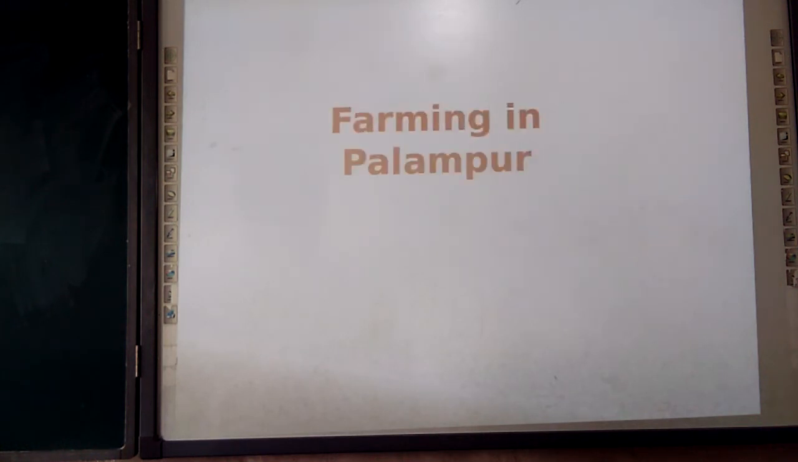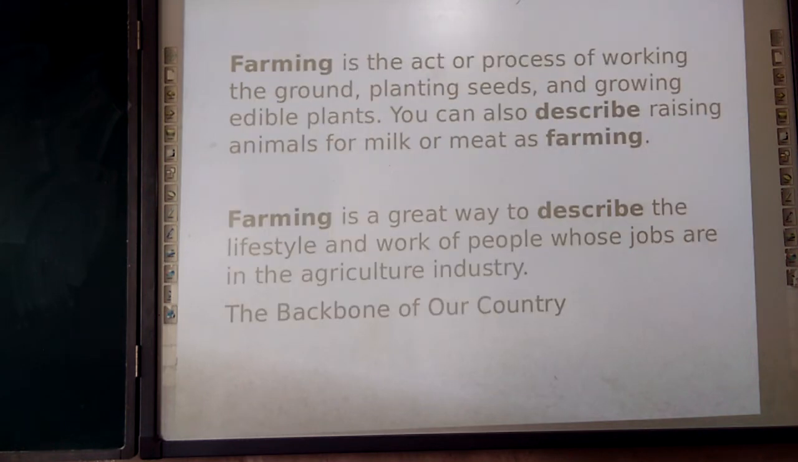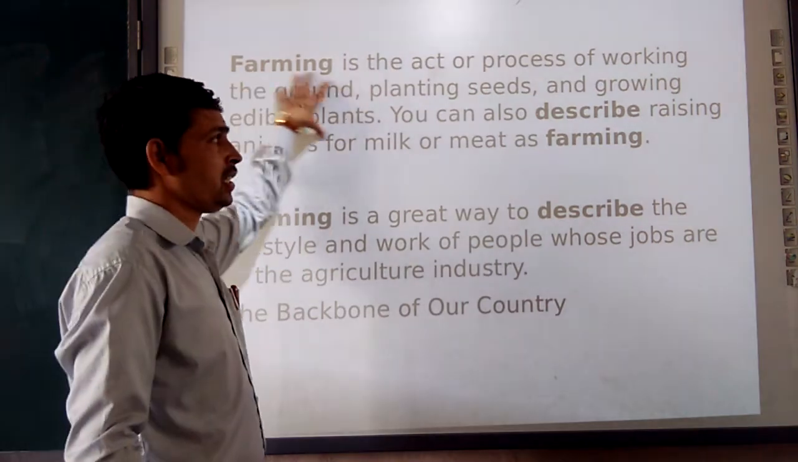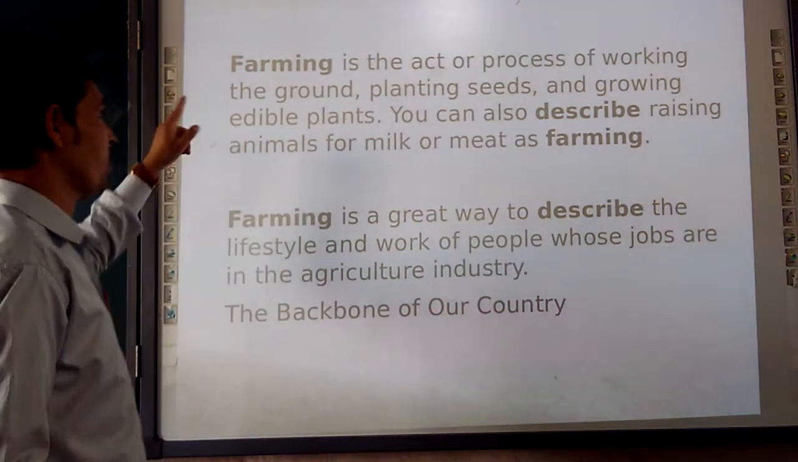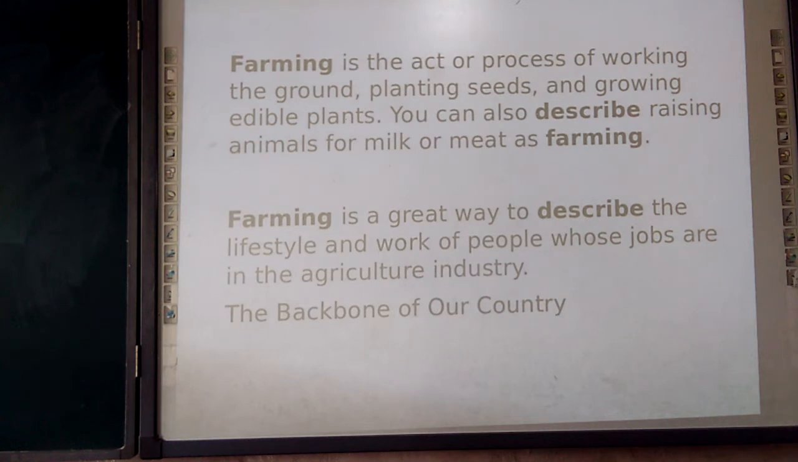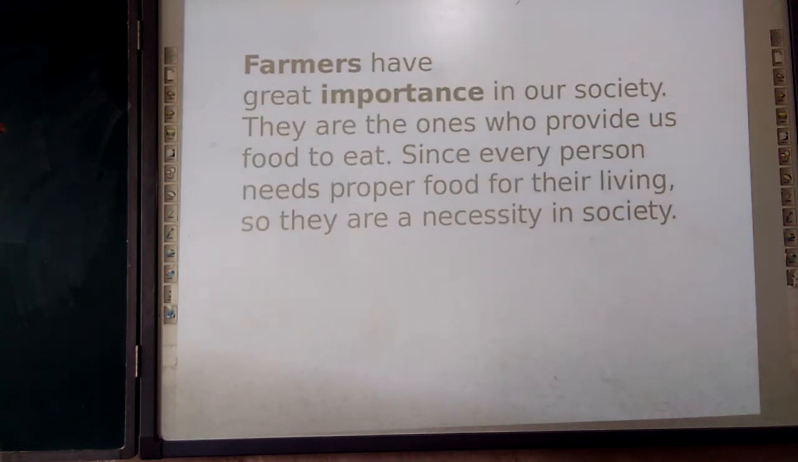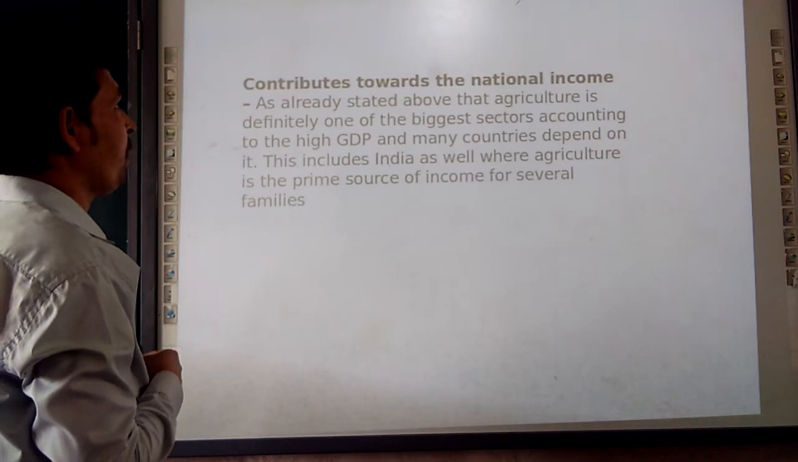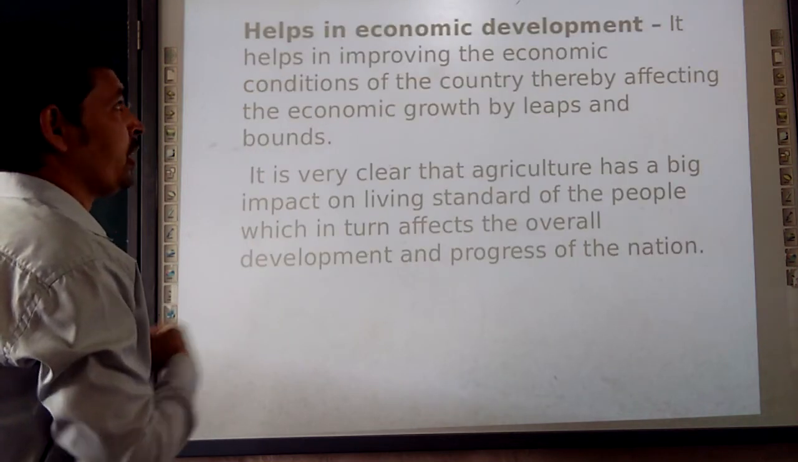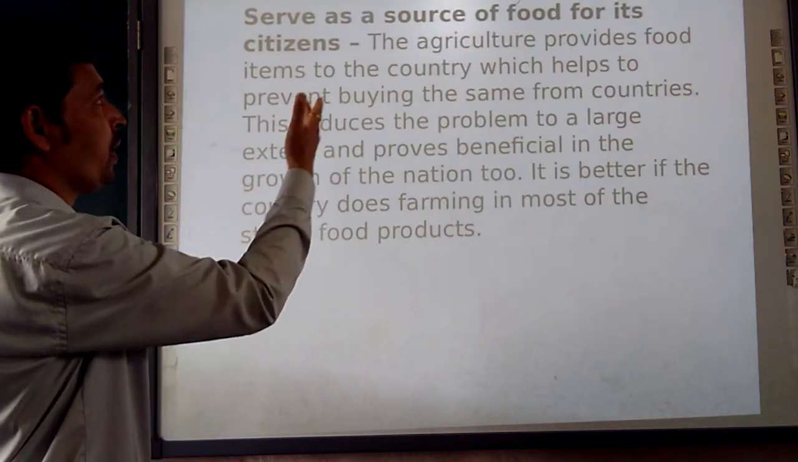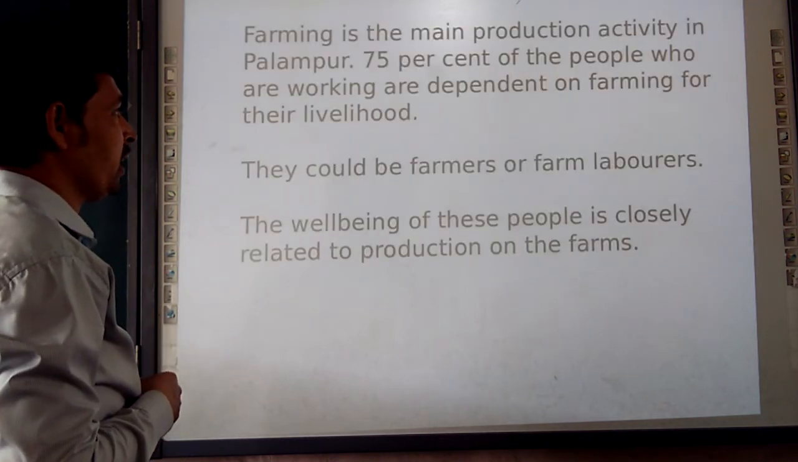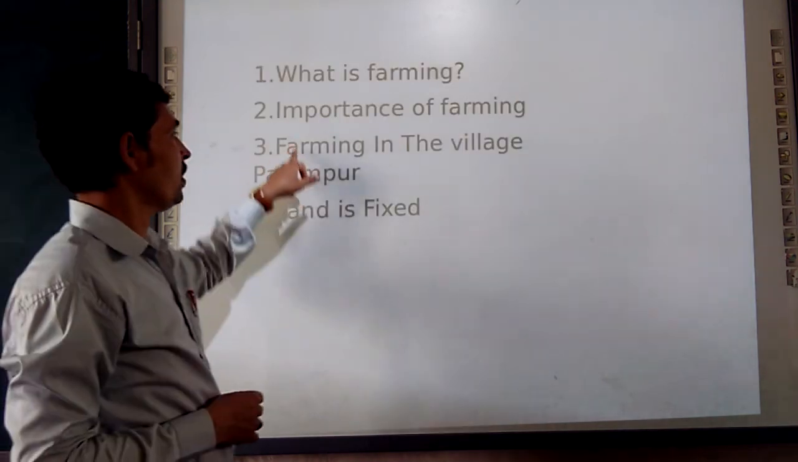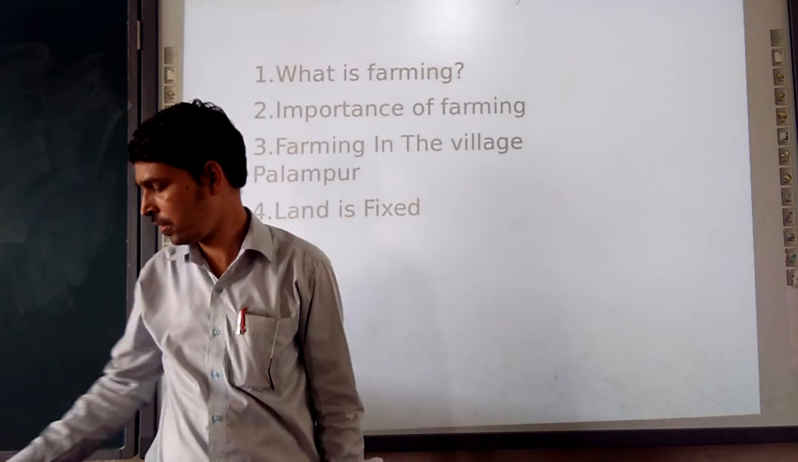Plus, in addition, what you have to do? These two definitions. What is farming? This definition you can write on that. Farming. This definition, I am just showing you. You can please see it. Next, importance of farming, starting from here: provides livelihood to the people, contributes towards the national income, helps in economic development, offers food security, serves as a source of food for its citizens, importance to international trade, and lastly, farming in the village Palampur and land is fixed.